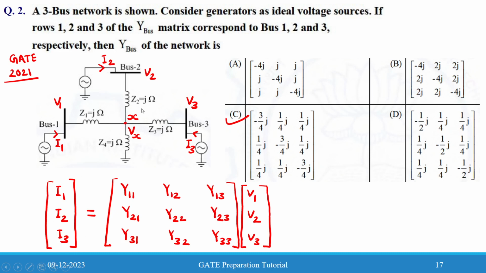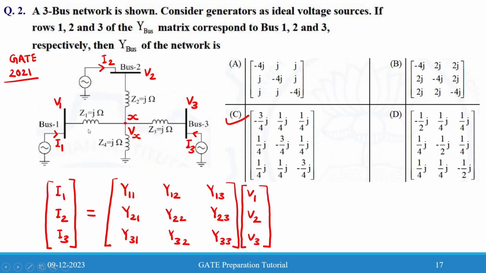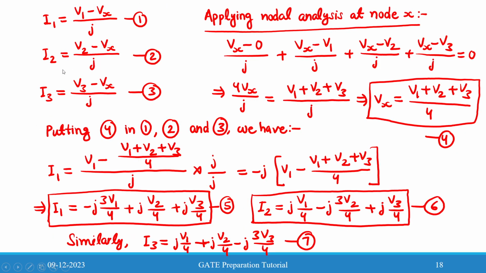Since three buses are given, a 3 cross 3 Y bus matrix will be formed, and now we will apply KCL at each bus. So we can write I1 as V1 minus Vx divided by j, and I2 as V2 minus Vx by j. Similarly, we can write the I3 value, and after that we will apply nodal analysis at X so that we can eliminate the Vx value. So we will get Vx as V1 plus V2 plus V3 divided by 4. Now we put this Vx into I1 so that we will get I1.